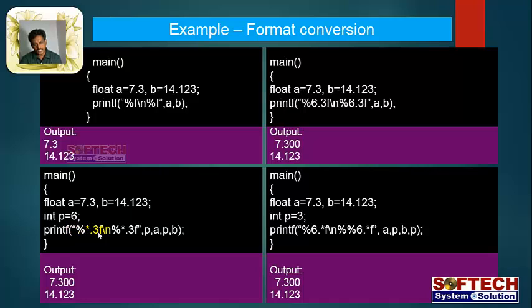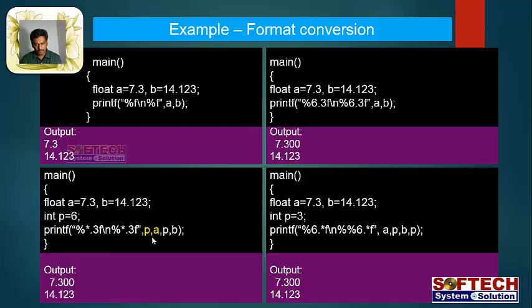So %6.3f is a conversion specification. %6.3f is the conversion specification for a, because the value of p replaced the position of the star. So %6.3f prints the value of a, 7.3. It allocates 6 locations including the dot, so after the dot 3, before the dot 2. So 7.3 displays like this: first a blank space, then 7.300.